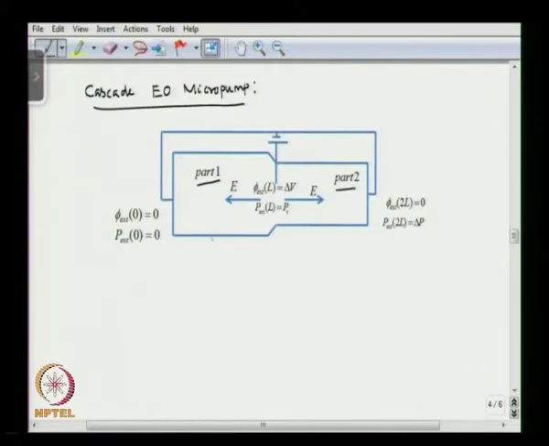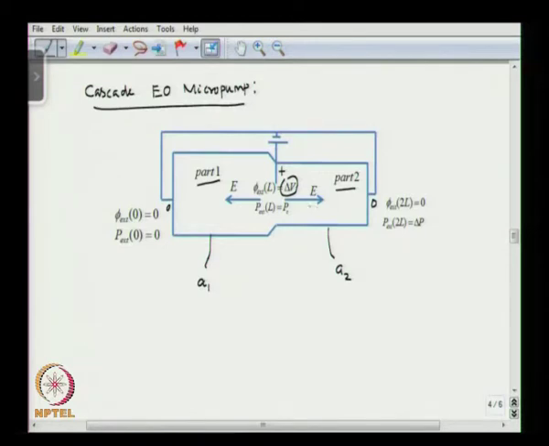Part 1 has a channel size A1, and part 2 has channel size A2, and we have the positive terminal at the intersection between the two parts somewhere in the middle here. So this is positive, and at the other two ends the potential is 0, and here the potential is 0, and the potential here is some delta V, okay.